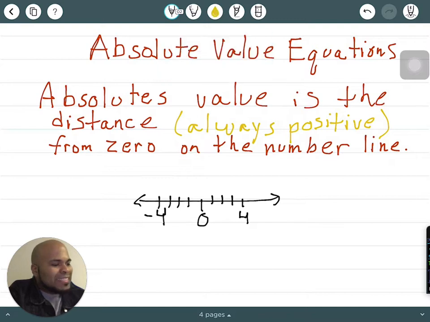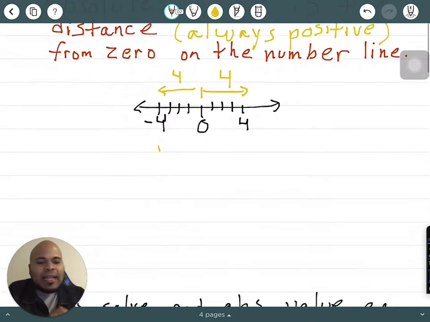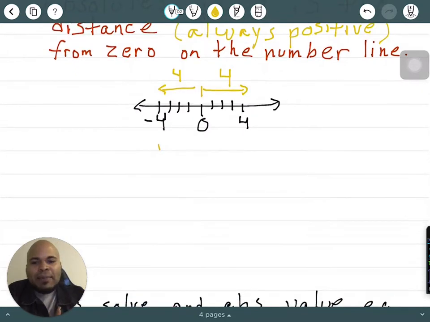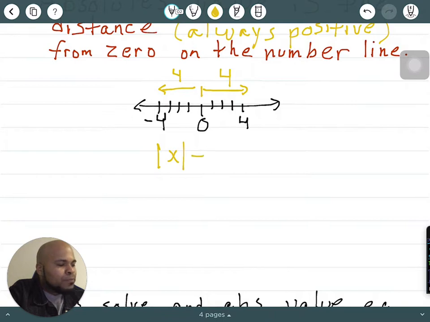Well, my distance from 0, if I start moving to the right, I need to move 4 units to the right. If I move to the left, I still need to move 4 units. It's just that I'm moving to the left. Okay? So this right here allows me to say the following. Mathematically speaking, when I write this down, the symbol that I use for absolute value is 2 bars, equals 4.